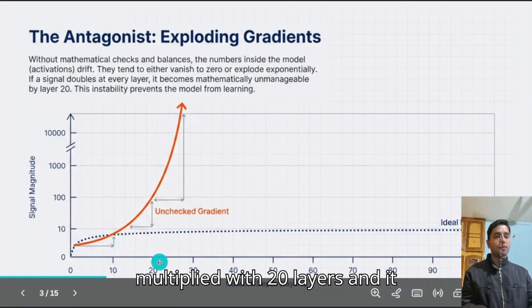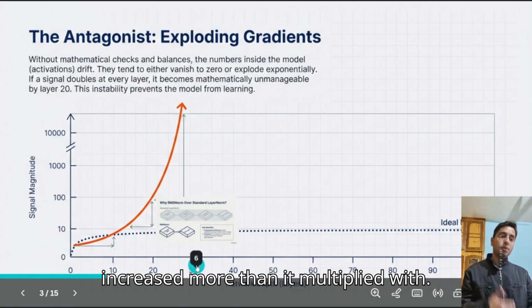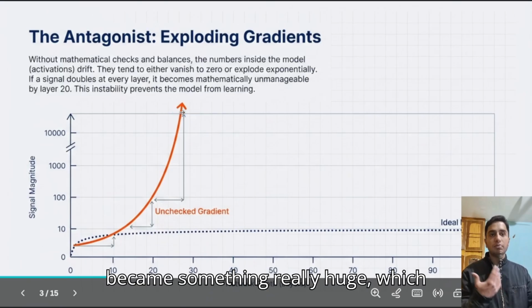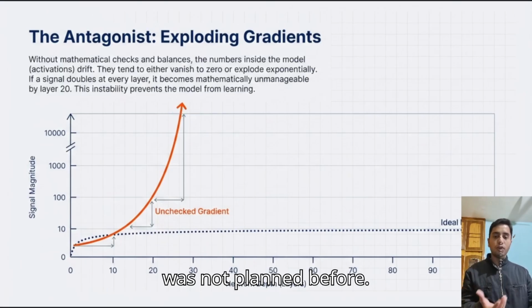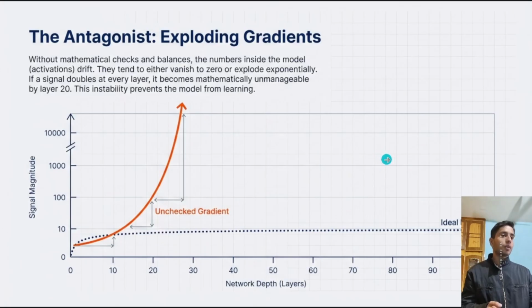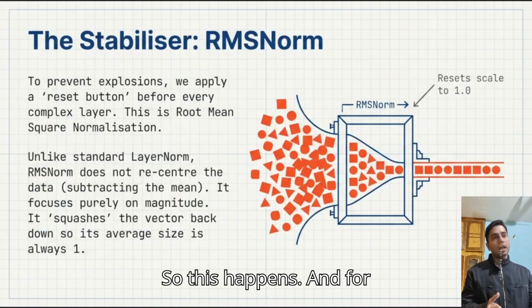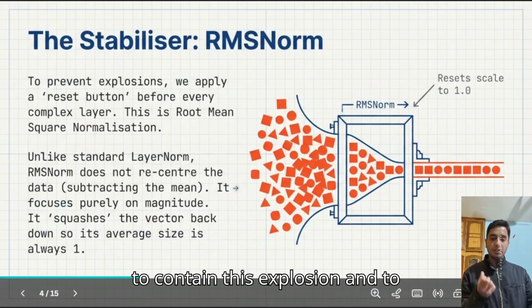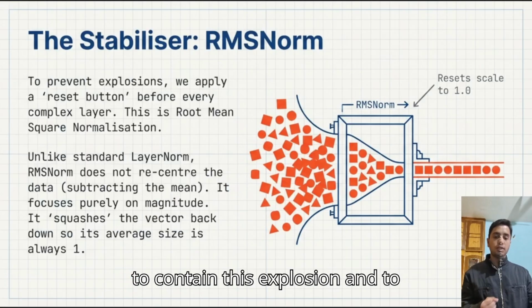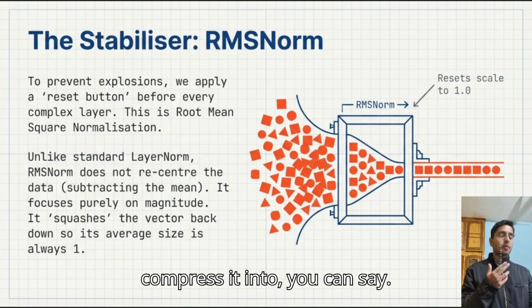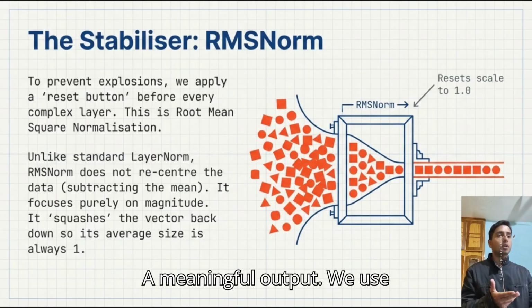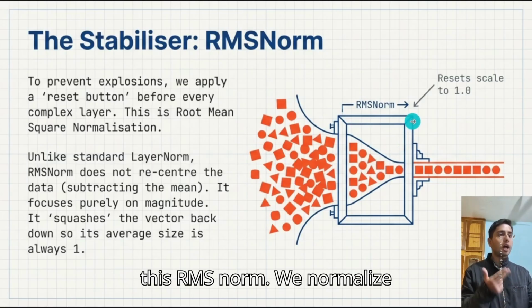Then it multiplied with 20 layers and it increased more. Then it multiplied with 30 layers and it became something really huge, which was not planned before. So this happens. And to contain this explosion and compress it into a meaningful output, we use this RMS norm.